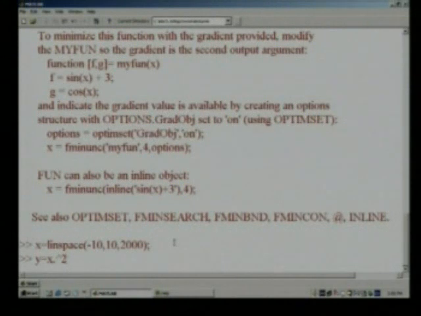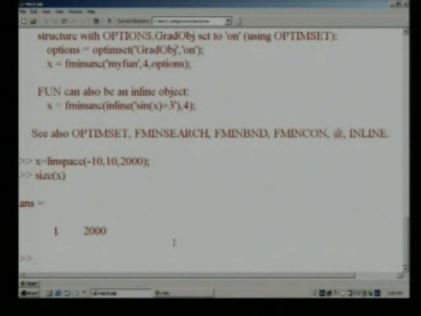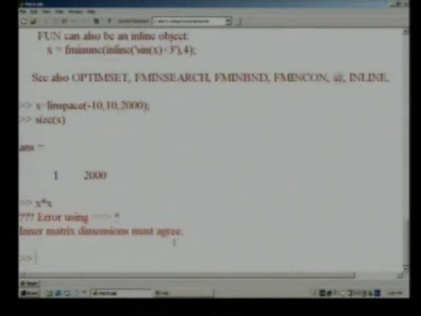This is very important. I have created a linearly spaced vector from minus 10 to plus 10. You can see the size of x. Size of x is 1, 2000. That means it is a row vector having 2000 elements, one row. So if I write x into x, it will give you an error. Therefore I have to write x dot square, because it is the square of each of the elements.